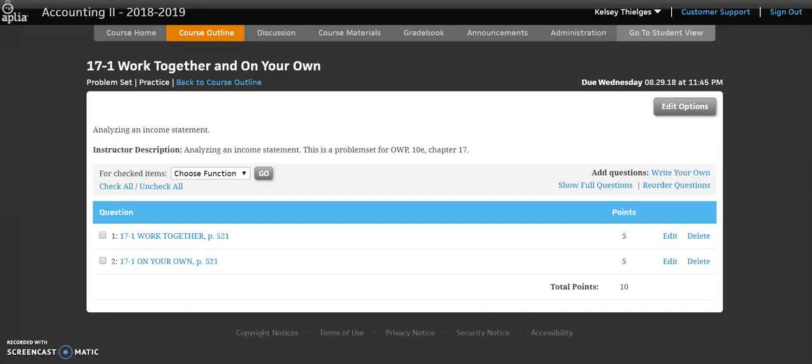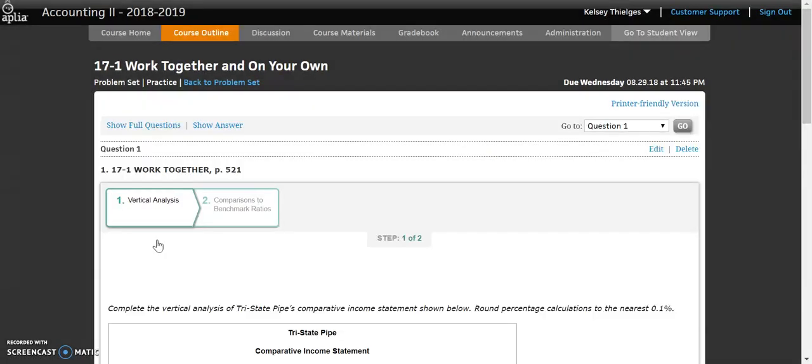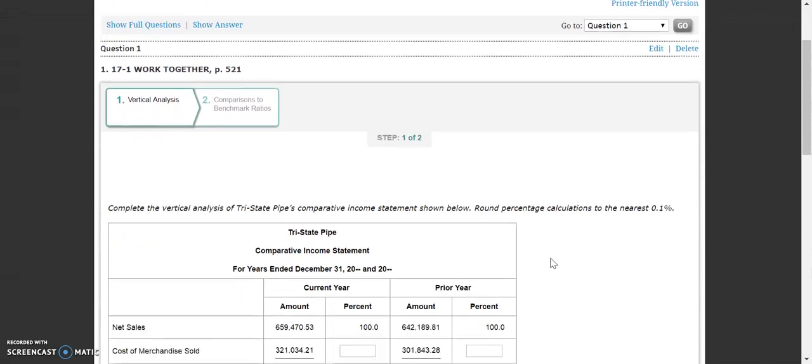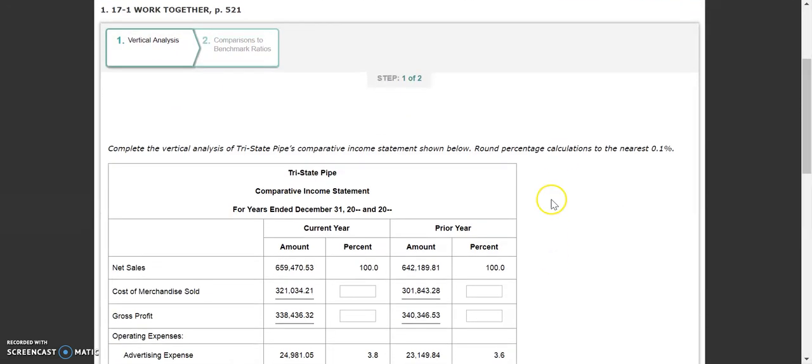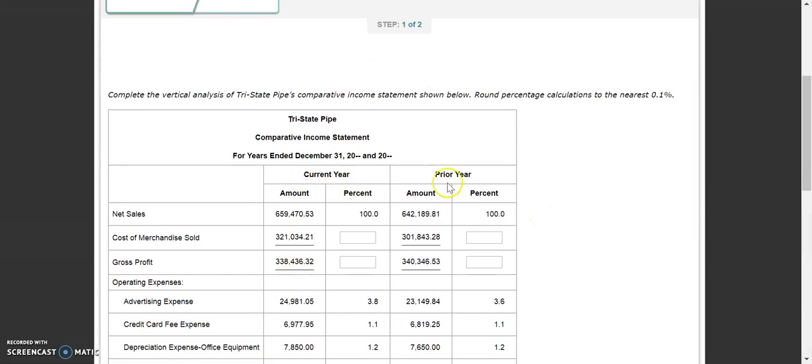Okay, let's take a look at 17.1 work together. We're going to be doing a vertical analysis of a company called Tri-State Pipes corporate comparative income statement that's going to be listed here. Make sure we round our percentage calculations to the nearest tenth of a percent. Notice that there are the current year listed here and then the prior year listed here. So we're going to be doing a vertical analysis of each of these.